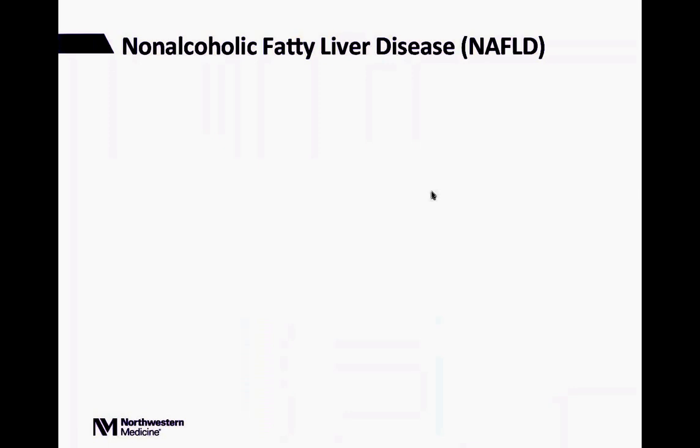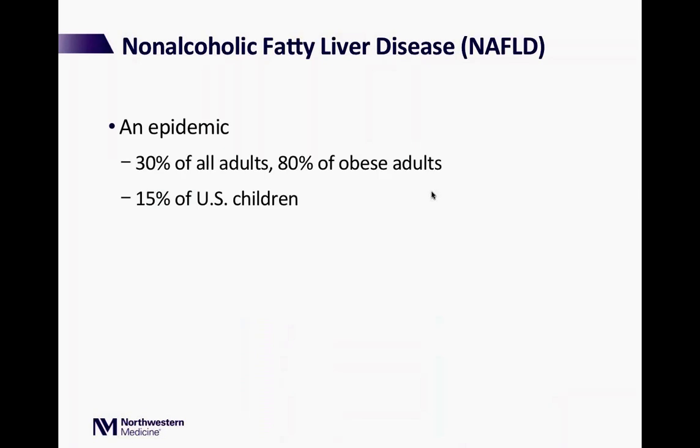So non-alcoholic fatty liver disease, or NAFLD, is an epidemic. There's about 30% of all U.S. adults, and about 80% of adults who are obese, who have a diagnosis of NAFLD. And importantly, it's starting to affect our children as well. About 15% of the children in the United States have a diagnosis of NAFLD.